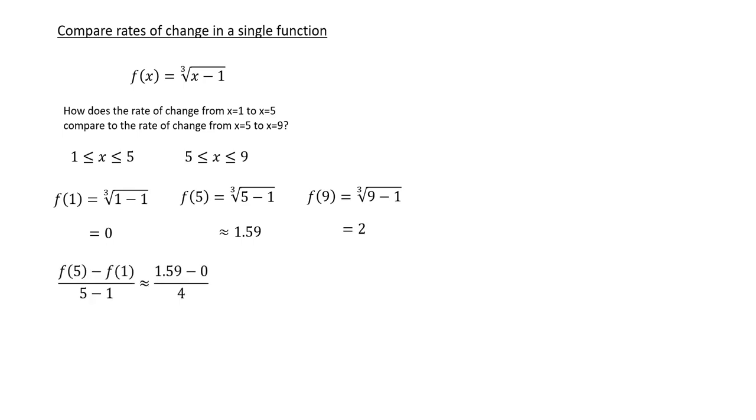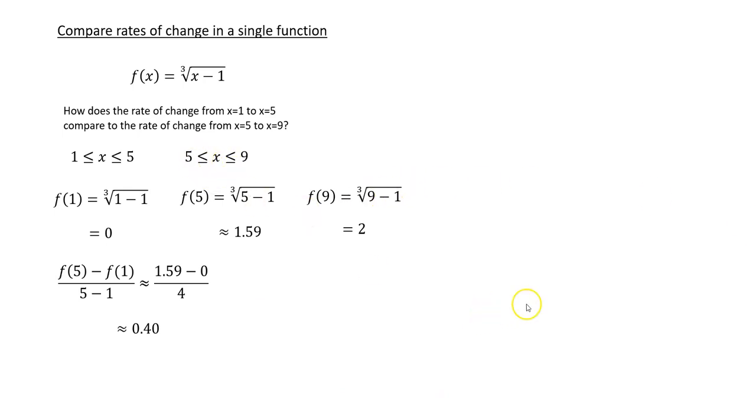So looking at the interval from 1 to 5, we'd have the change in y over the change in x. The change in the y values, f of 5 minus f of 1, over the change in x, 5 minus 1. Well, we said f of 5 was 1.59 and f of 1 is 0. So 1.59 minus 0 over 4 is approximately equal to 0.4.